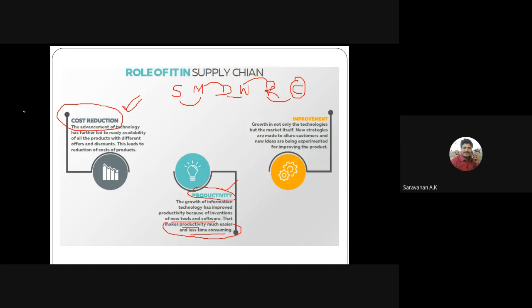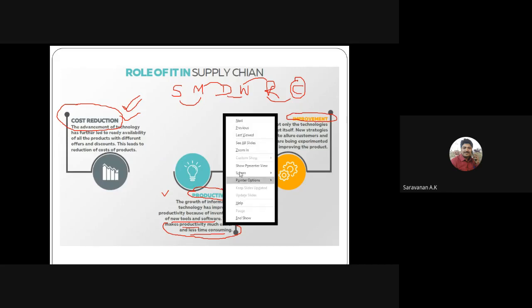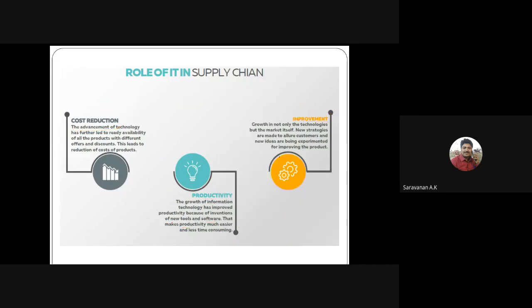And so due to the cost reduction and due to the productivity, automatically what will happen? The improvement will increase, right? The improvement will be there, right? So for that improvement, what new strategies will be used, what new technologies will be used, right? So these three are the important terms in the role of supply chain management, right? So this is the basic about supply chain management, right?